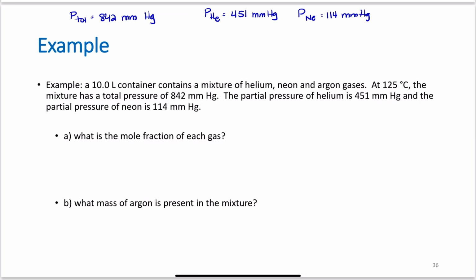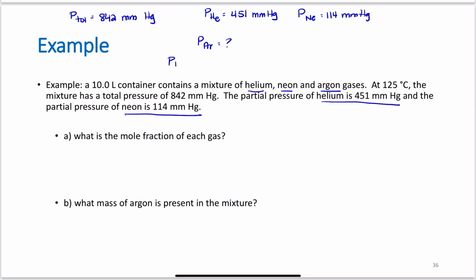What is the mole fraction of each gas in the mixture? Well, first, I've got three things here: helium, neon, and argon. I know the partial pressure of helium. I know the partial pressure of neon. I don't know the partial pressure of argon. But I can find that pretty quickly, right?